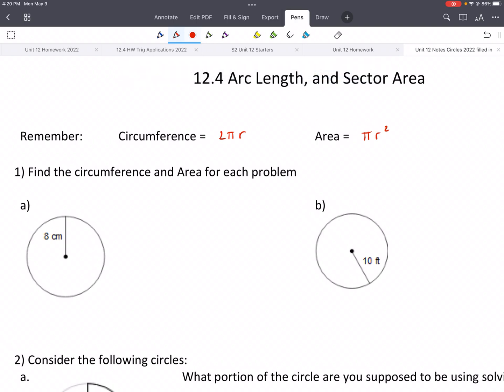Hey guys, this is 12.4. Today we're talking about arc length and sector area.